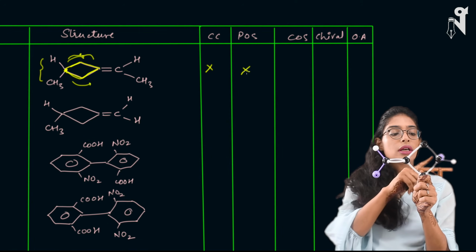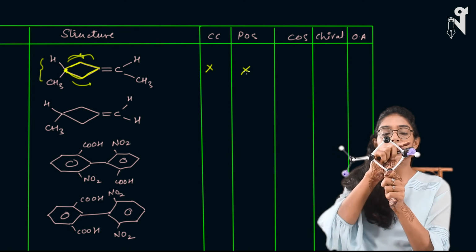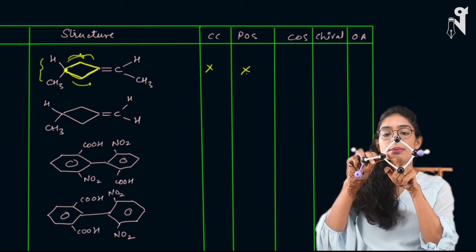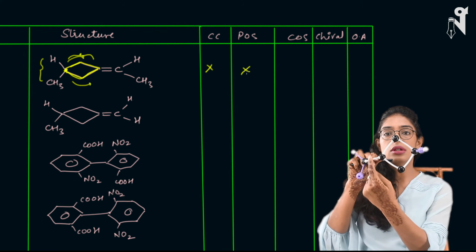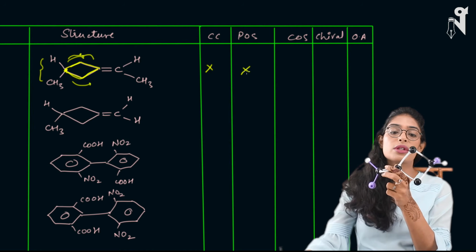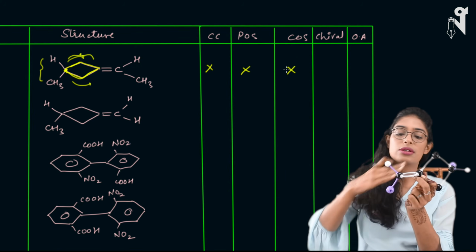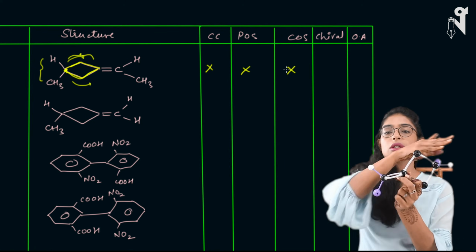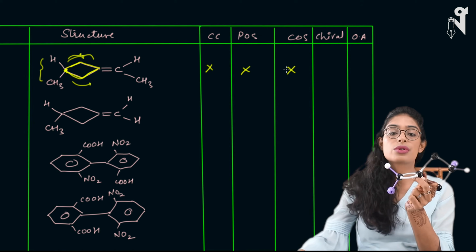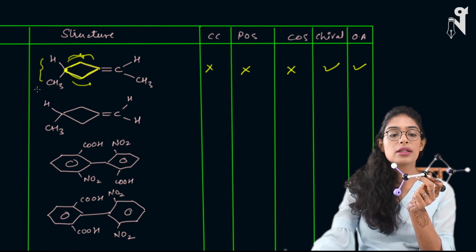Is COS there? If I pass a line through the center which touches the CH3, am I getting a CH3 in the opposite direction? No, I am not getting CH3 in the equal and opposite direction, so no COS. Same is the case here. If you pass a line through the center, are you getting the CH3 on the opposite side, in equal and opposite direction? No. So no COS, chirality yes, optical activity yes. Now look at the other structure.